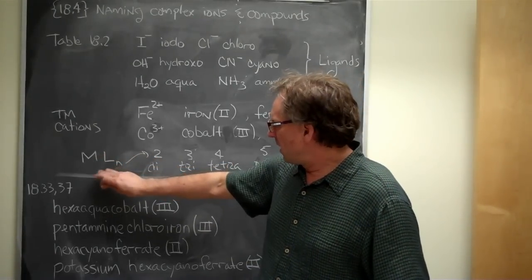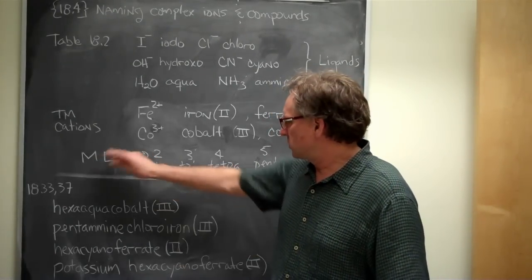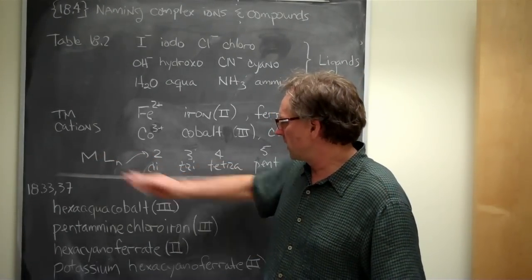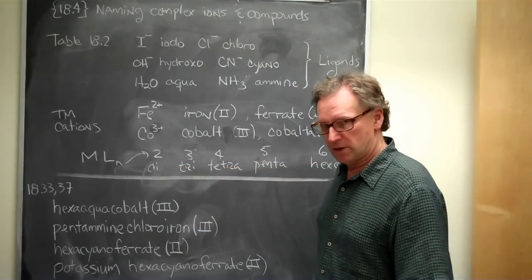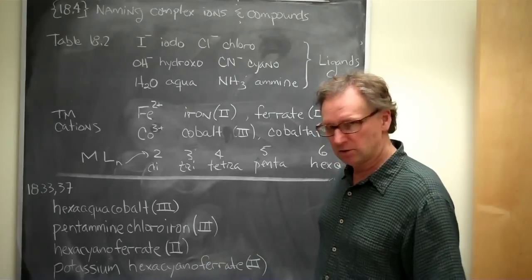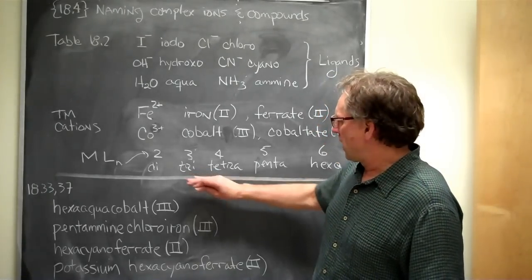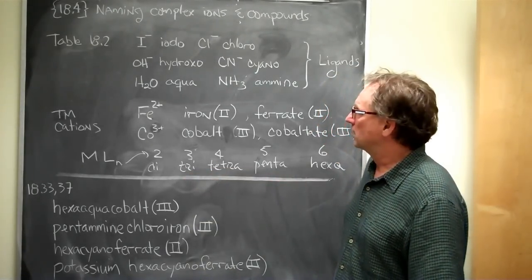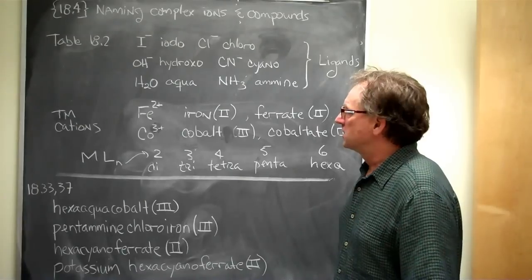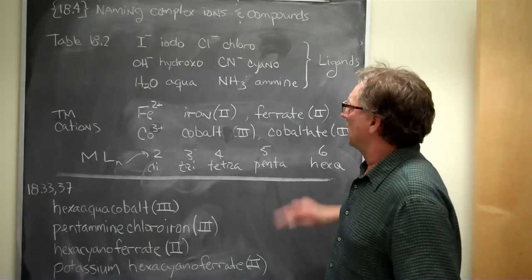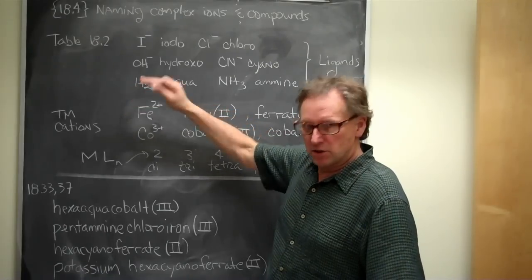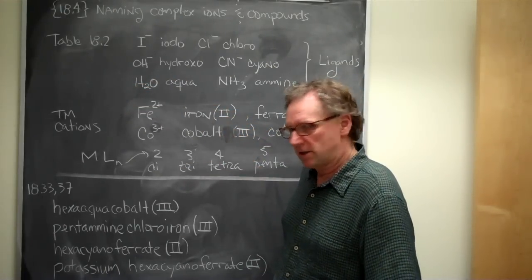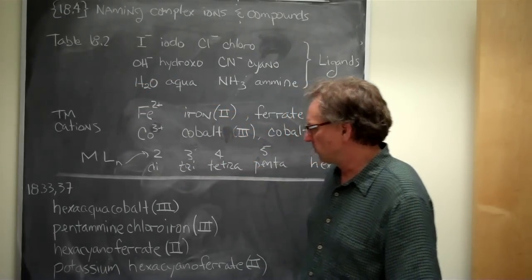Now when they are combined, I have a certain number of ligands attached to each metal, so that might be N, and when there are 2 ligands, we would have a prefix called di, tri, tetra, penta, hexa. So if we had, say, a hexaaqua, that would mean that there are 6 water ligands attached to a transition metal cation.